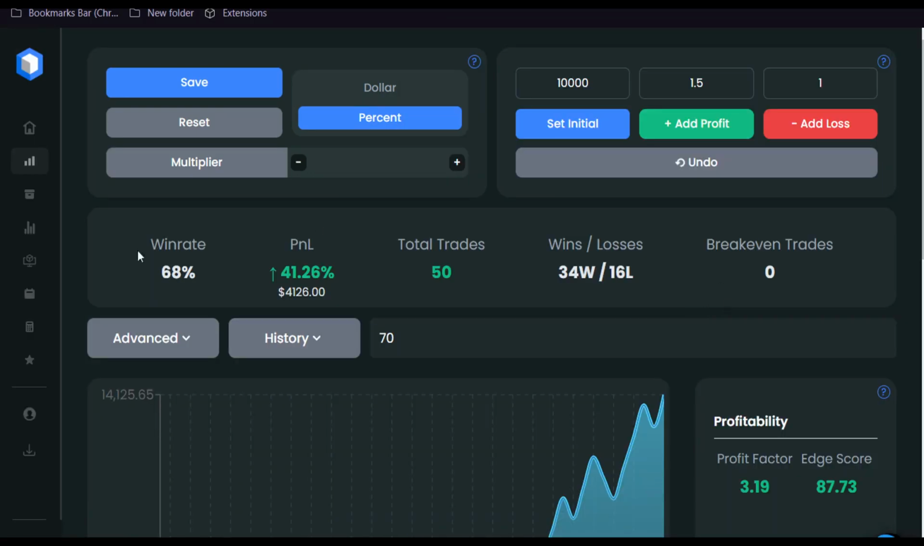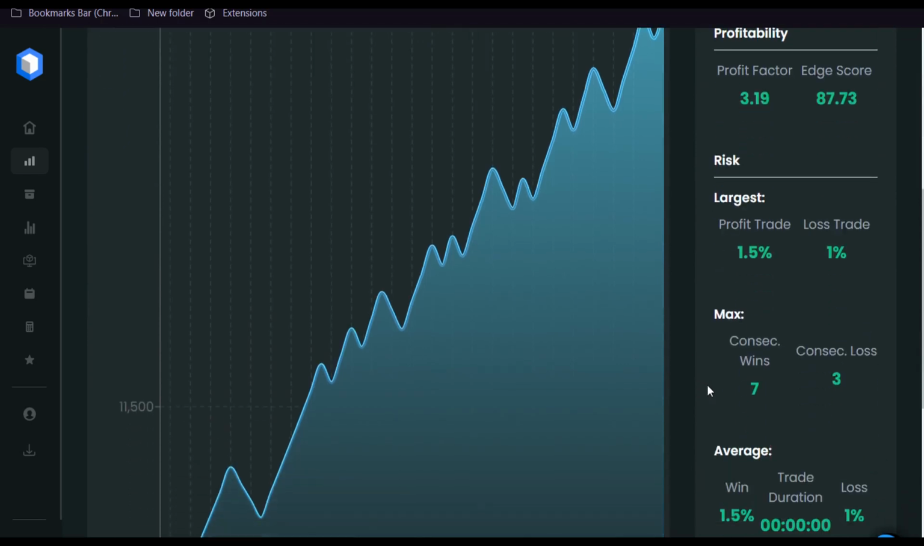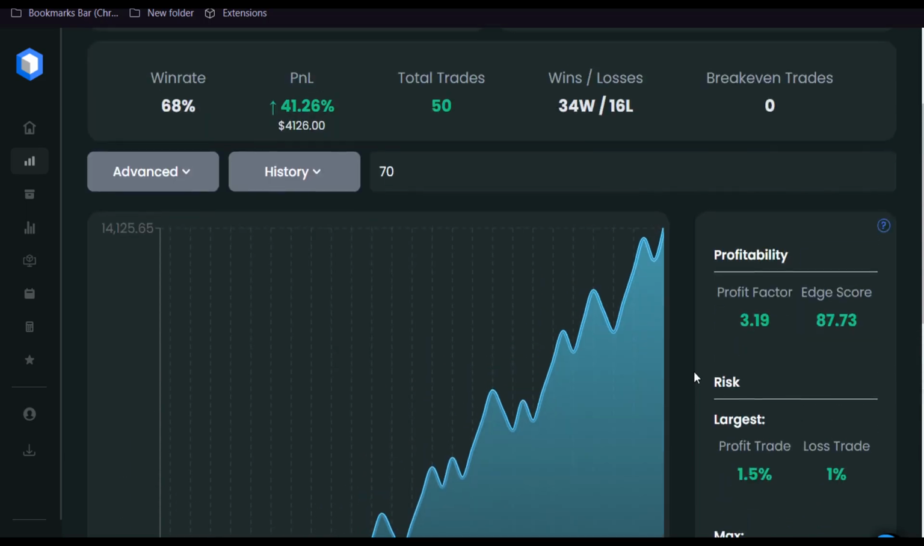All right, so now we are done with the results of this strategy. We have an almost 68% win rate, which I'm going to say is quite good. More importantly, the P&L is over 41%. Of course, this is out of 50 trades. One thing that really helped with the strategy is that it compounded with a 7 consecutive win rate. The consecutive losses also were quite low.